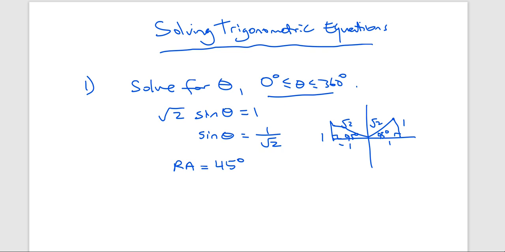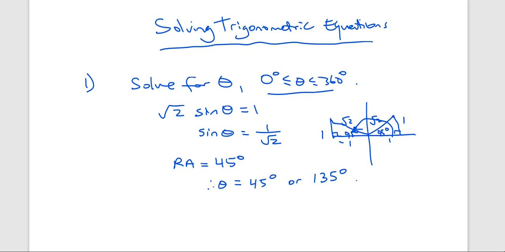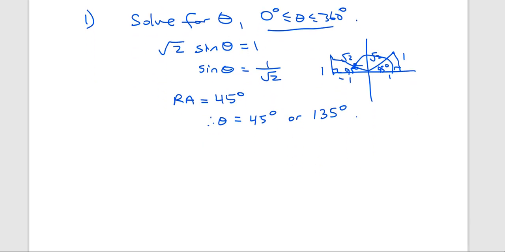And so I actually have 2 answers. Theta is the quadrant 1 answer, which is 45 degrees, or remember theta is measured in standard position, so there's a second answer in quadrant 2, which is 180 minus 45, so 135 degrees. And that is solving a trigonometric equation. So let's do another one. Let's take example 2, make it a little more interesting.